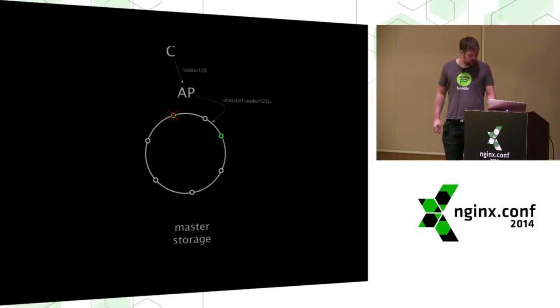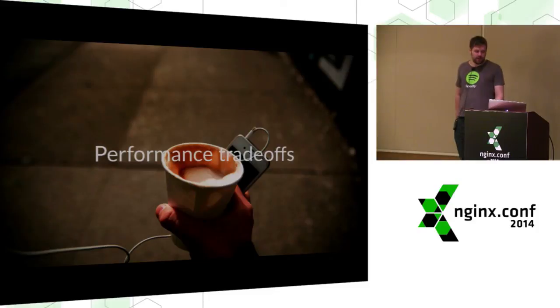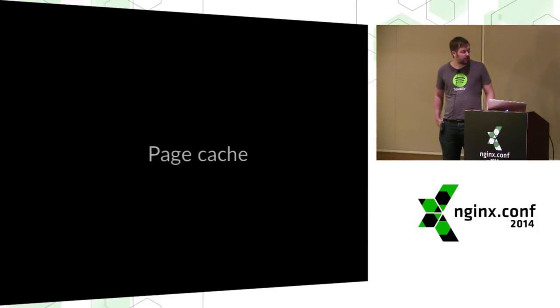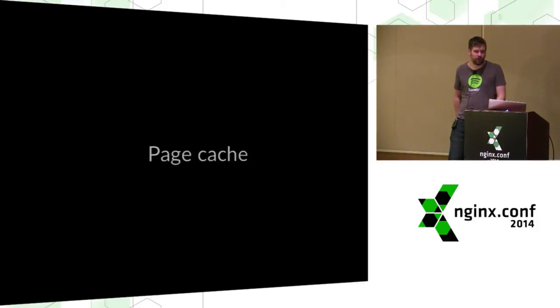All right. Oh, sorry, wrong slide. So some of the performance trade-offs or performance attributes of this setup, or things that we need to do to get the best performance out of this. One of the things is that for page caching, we obviously want to use the page cache as efficiently as possible. Reading stuff from memory is faster than reading it from disk.